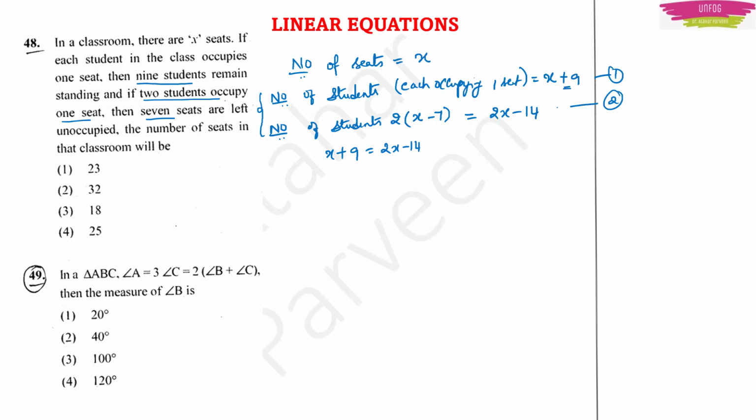Okay. And if 2 students are occupying 1 seat, then 7 seats are left unoccupied. That's why we are subtracting. Now we are equating these two equations. So we get x minus 2x equal to minus 14 minus 9, or minus x equal to minus 23, or x equal to 23. So we have 23 seats in that classroom.